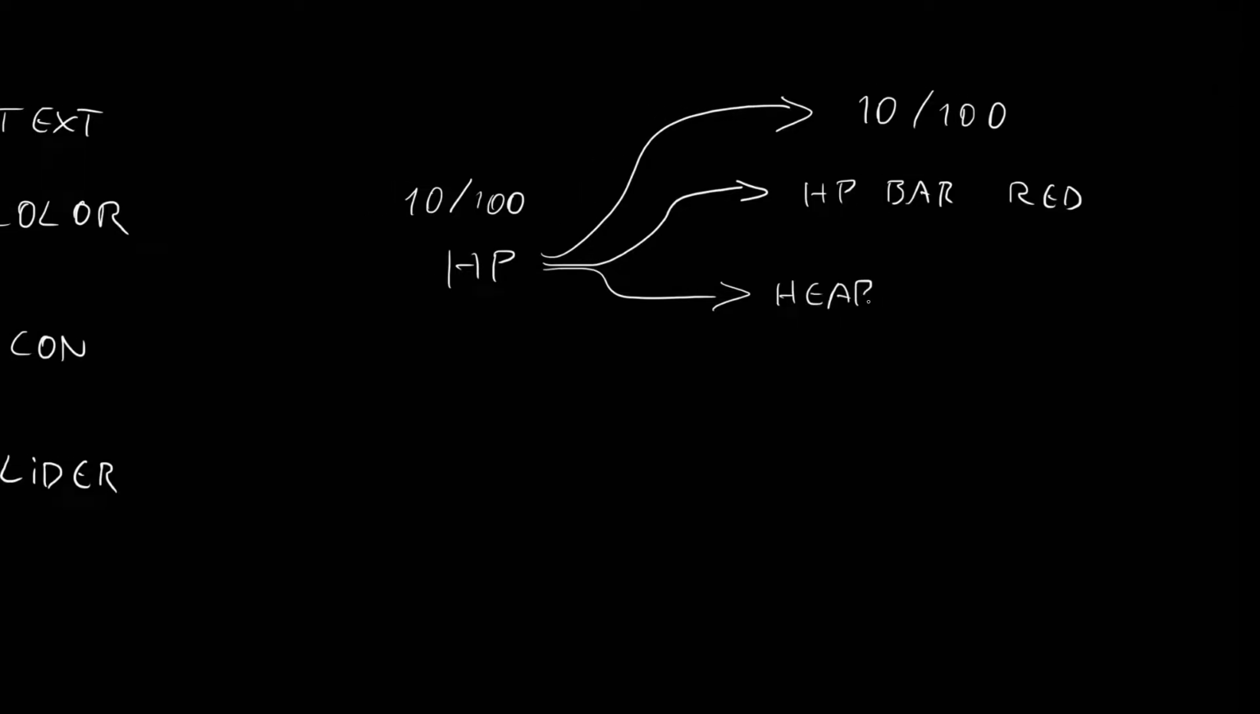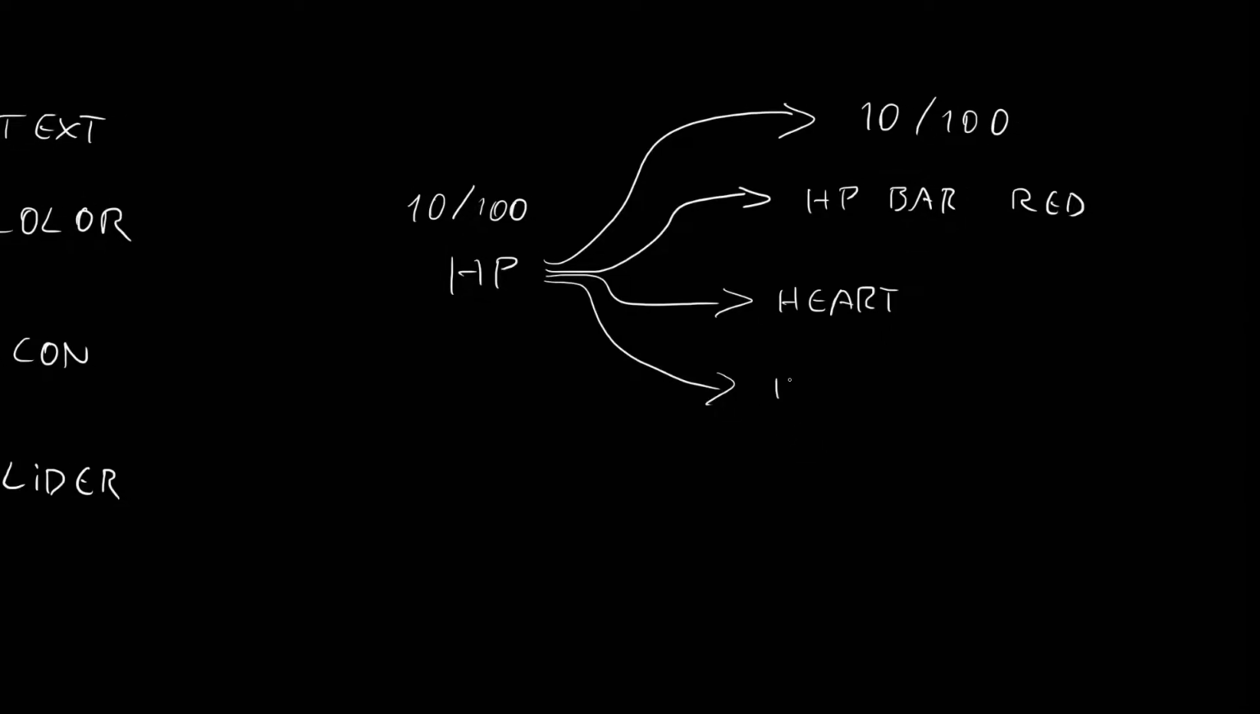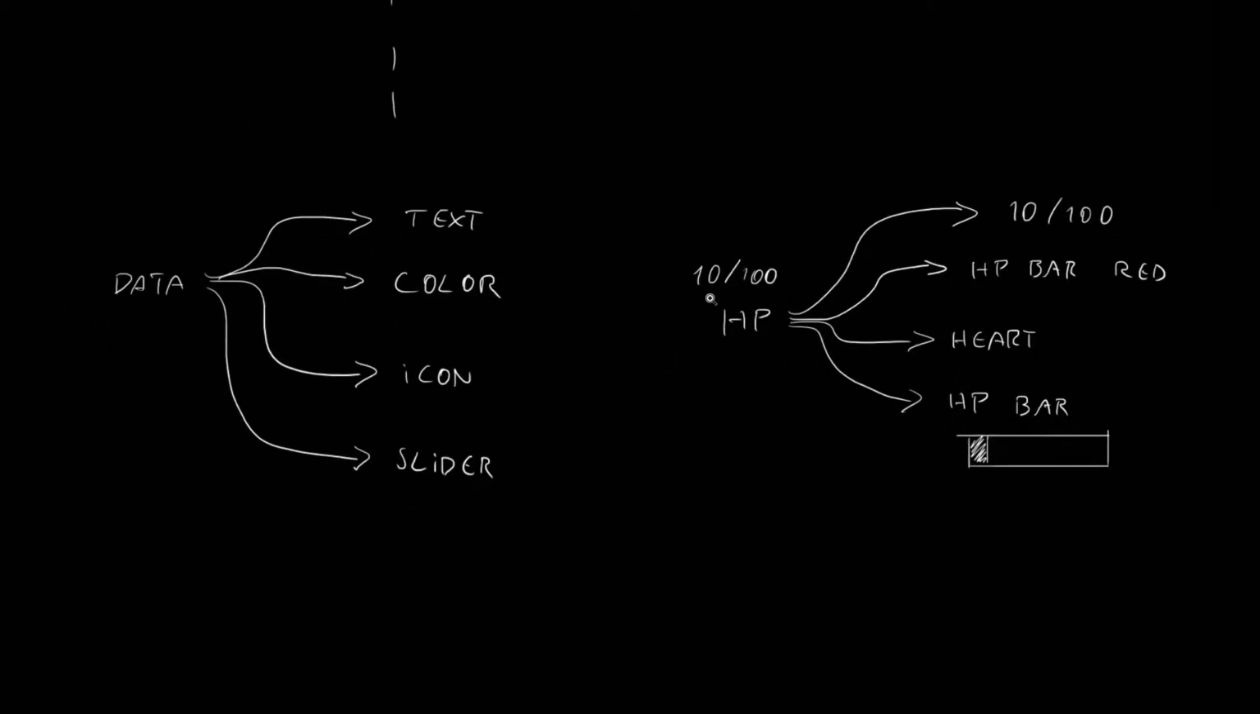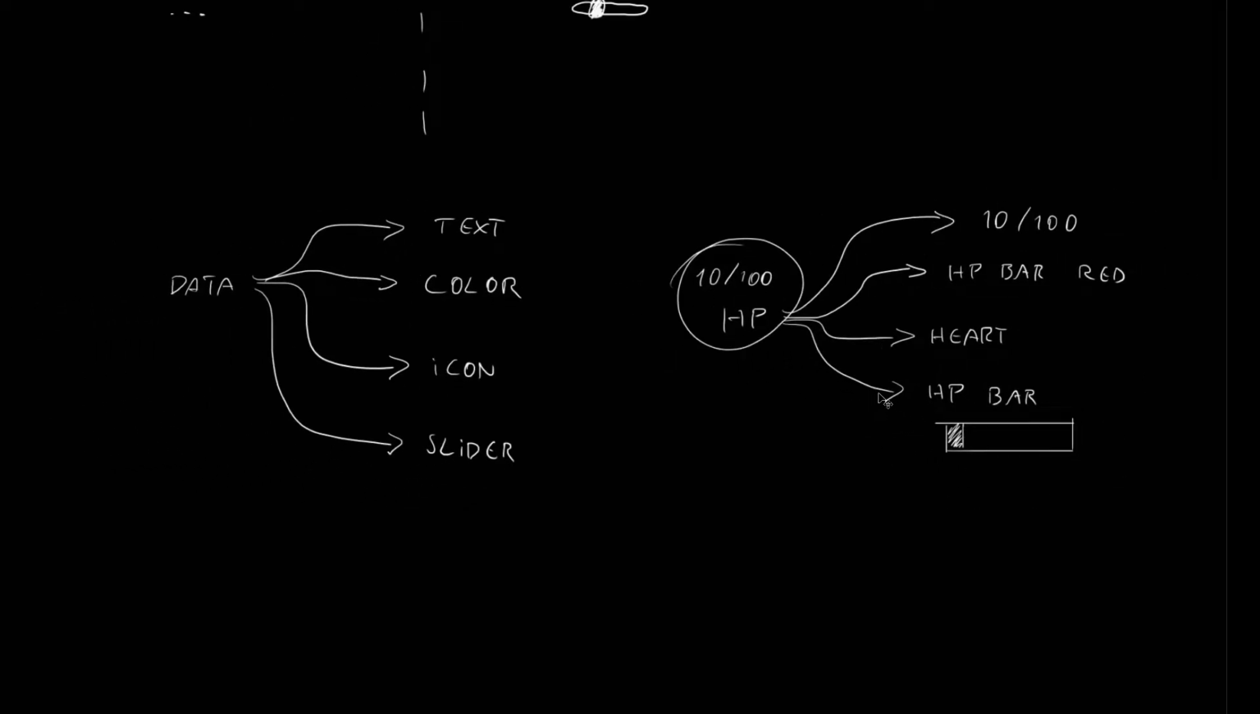And we can have a slider. So we can have the actual HP bar, which is in a way like a slider. It slides left and right, basically. So I can fill the bar more or less. I can fill it all the way up, but if I have 10%, then there will be just this kind of thing. So I'm representing the same actual data in different ways.